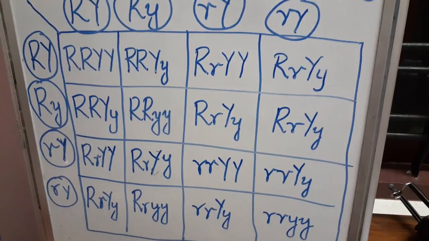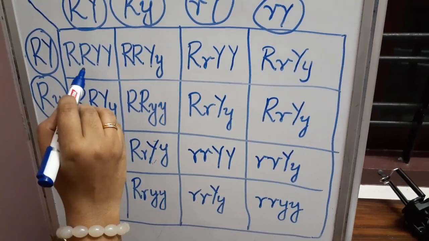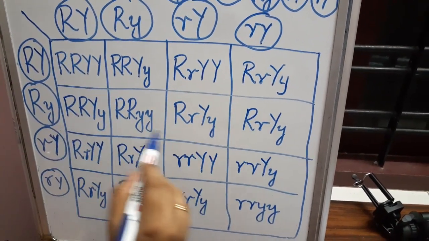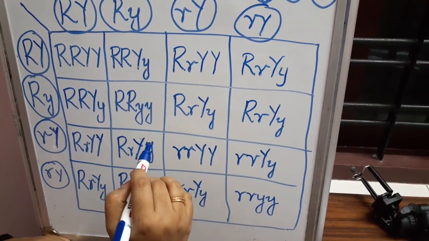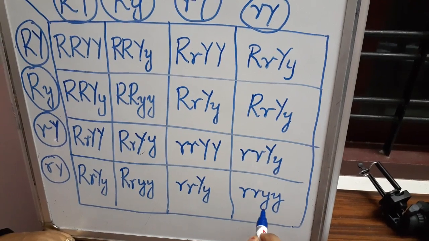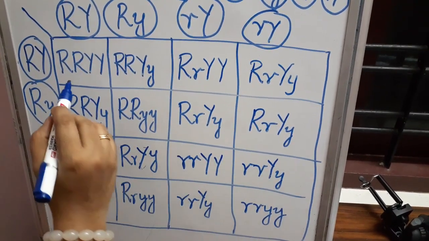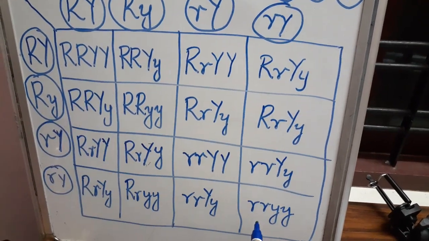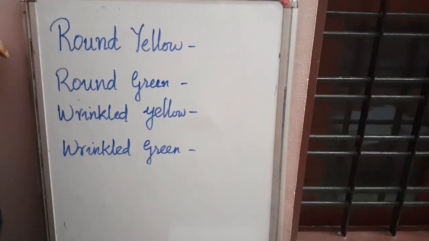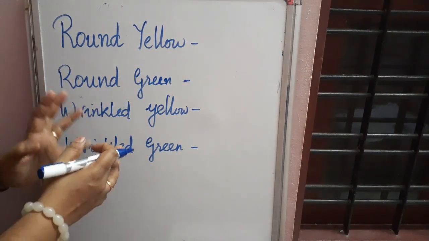Okay. So in this case you can see the first one is pure homozygous round yellow. And in between you can see different types of heterozygous plants. And the last one is pure homozygous wrinkled green. Okay, so the first one will be pure homozygous. Here also we can see a pure homozygous wrinkled green plant. So after the dihybrid cross, we are getting 4 types of seed plants.